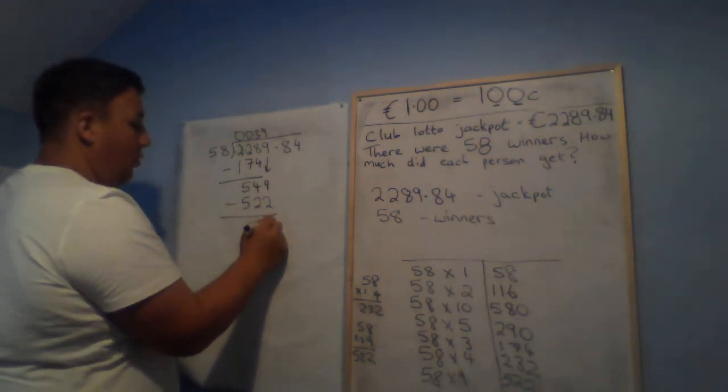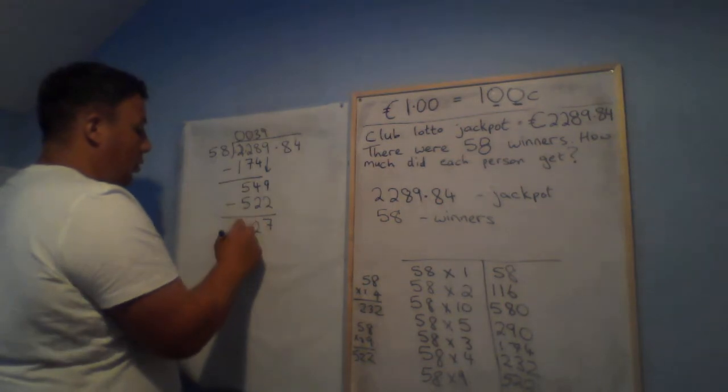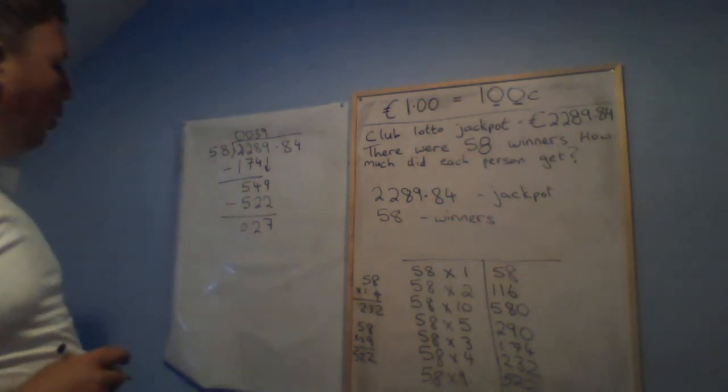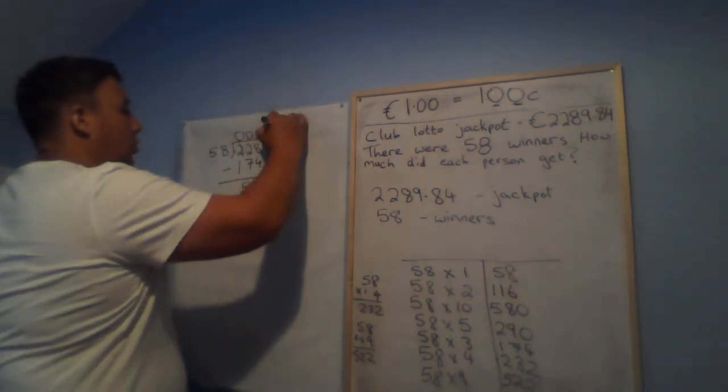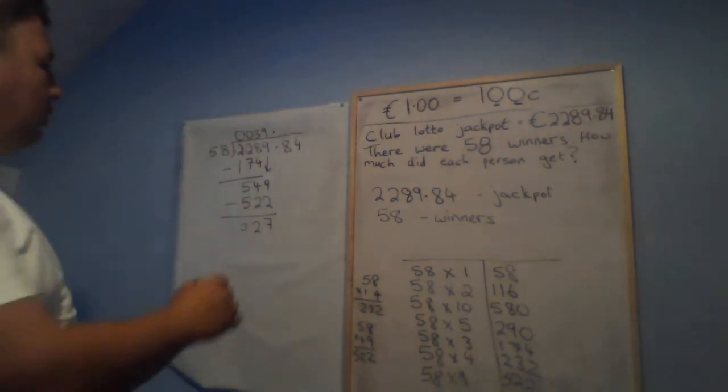9 take away 2 is 7. 4 take away 2 is 2. 5 take away 5 is 0. Okay. Now, decimal point, when you come across it, you put it up. Okay. Bring down our 8.